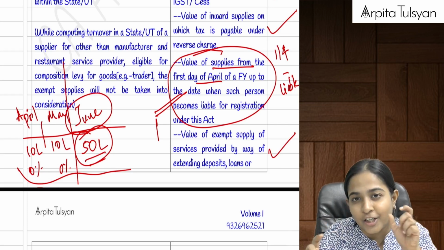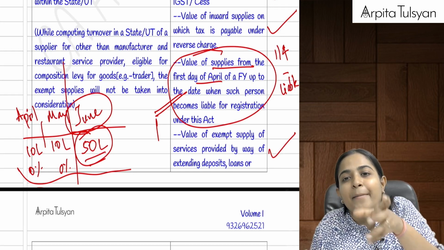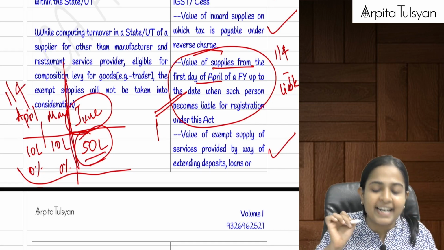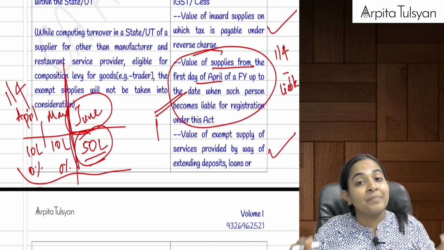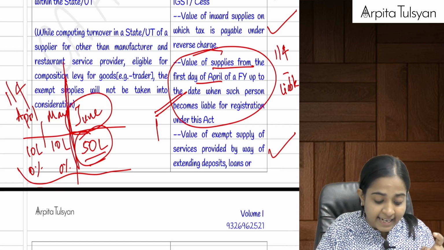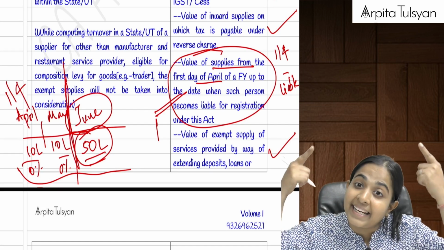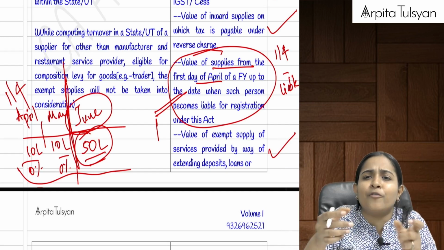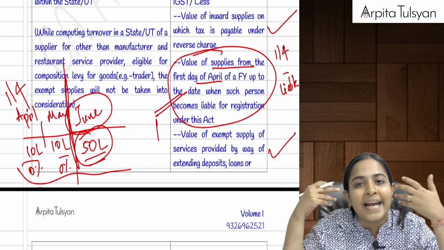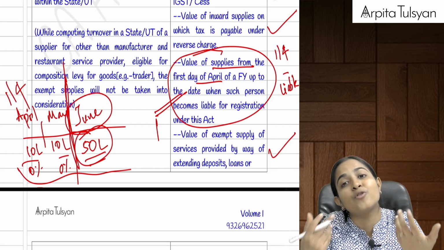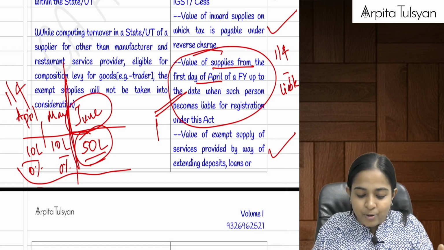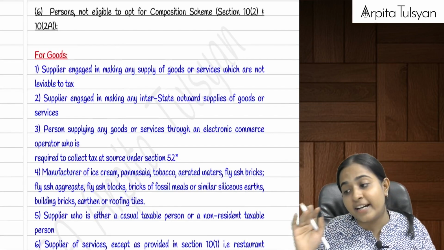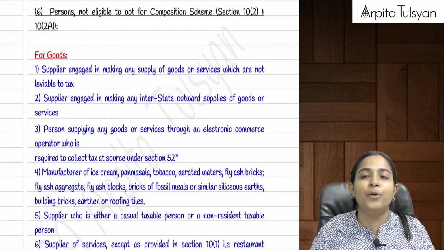Which turnover did I exclude for the purpose of payment of tax? I excluded the turnover from 1st of April till the date I became liable for registration. Again, I'm telling you, this 10 lakh will be included in my aggregate turnover, but it will not be included in my turnover for the purpose of payment of tax. Why pay tax on that? Because I was not at all eligible to pay the tax during that time because I was not registered. Are you clear with this, everyone? In detail, in depth, we have already discussed it in our main lectures in a very beautiful manner.